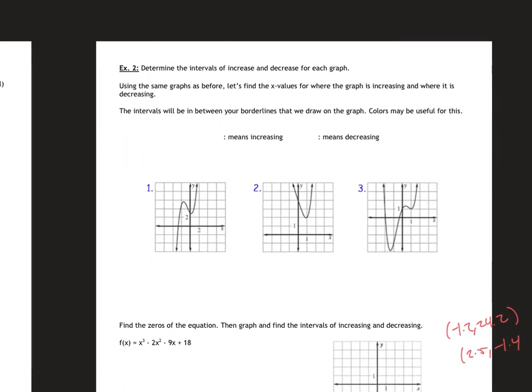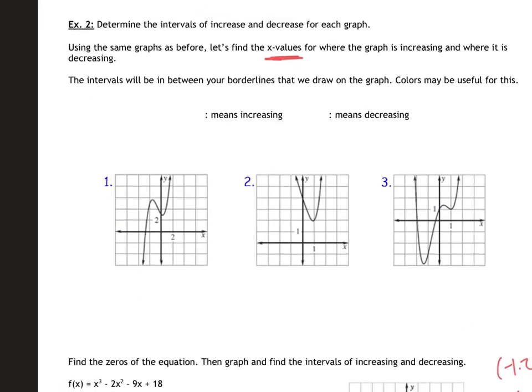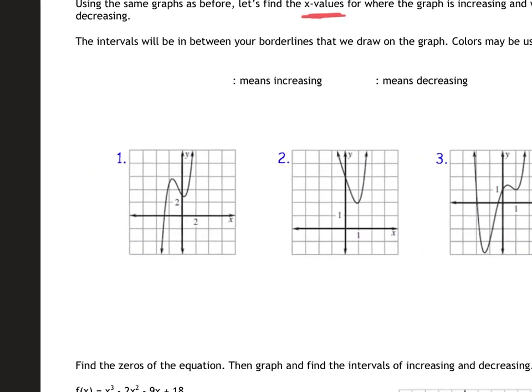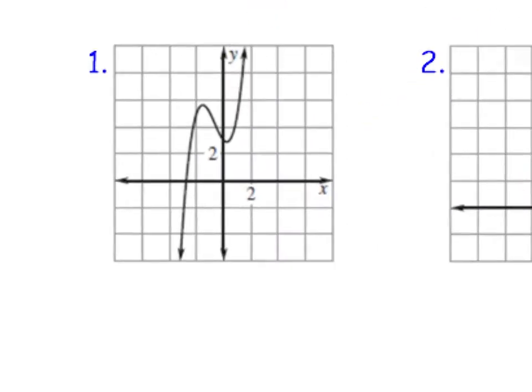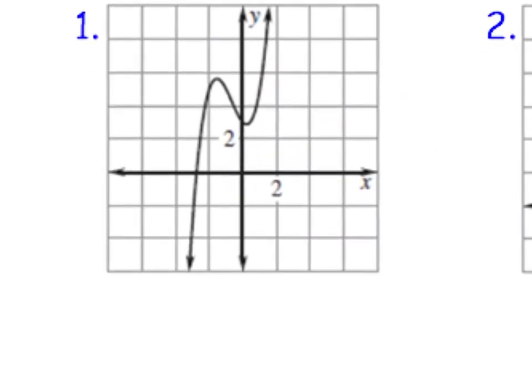Let's come over here. Let's look at intervals of increase and decrease. Using the same graphs as before. We're only going to use the x values here, where it's increasing. So colors are definitely useful here. I'm going to use blue for increasing and red for decreasing. And we're only going to use our x values here. So we'll do the same points.